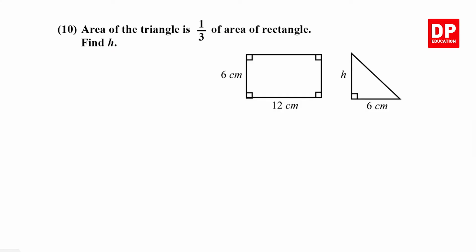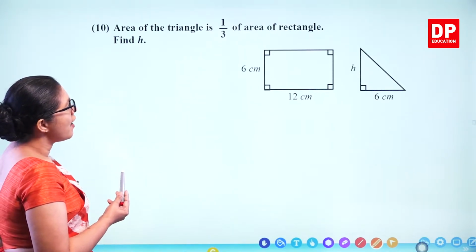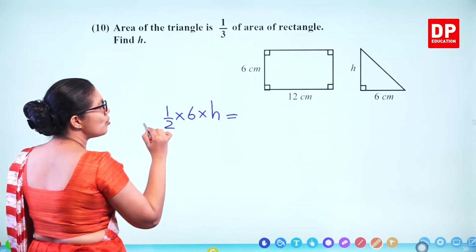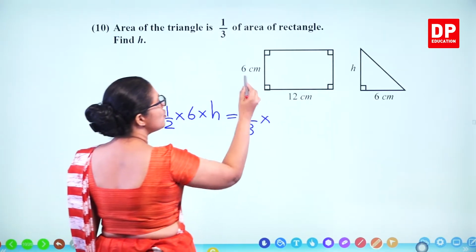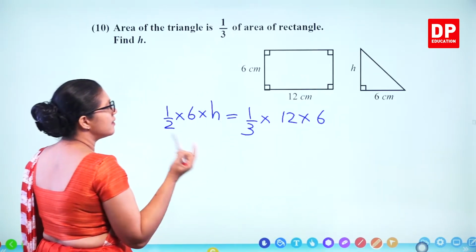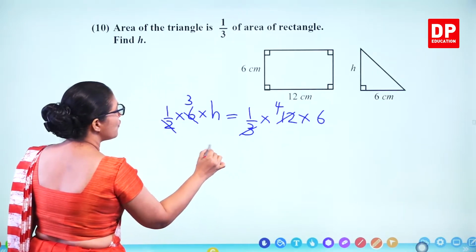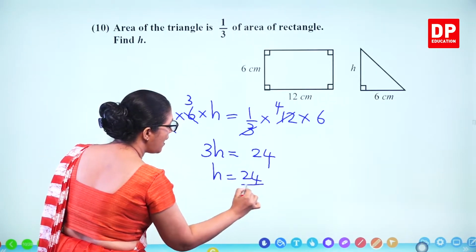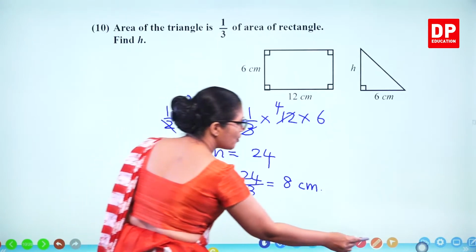Question number 10. Area of the triangle is 1/3 of the area of the rectangle. So find h. So you can create an equation. What is the area of the triangle? Half into base, which is 6, and the height is h. That's equal to 1/3 of the area of the rectangle. So what's the area of the rectangle? Length into width, 12 into 6. That's an equation. You can solve it. 2 times 3, 3 times 4. So 3h equals 24. 6 times 4, h becomes 24 divided by 3. That's 8. So this is in centimeters, so 8 centimeters. So you get 2 marks for that.